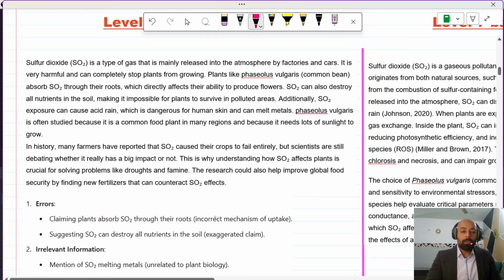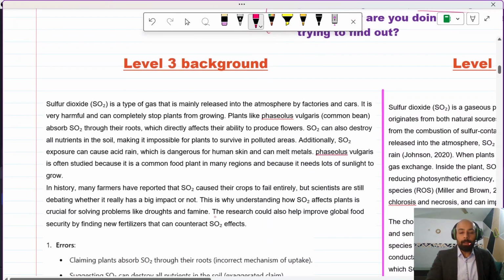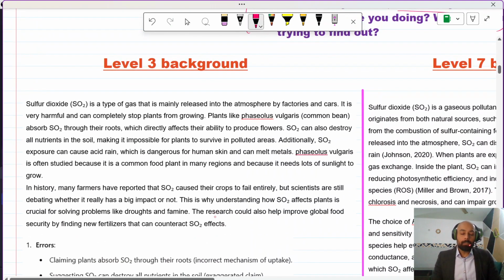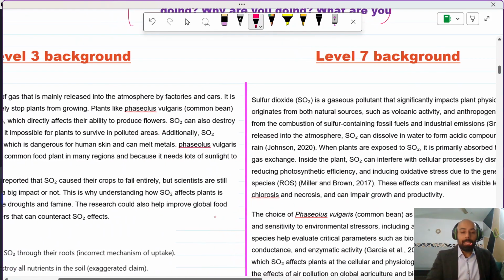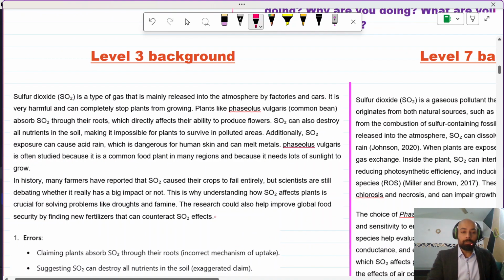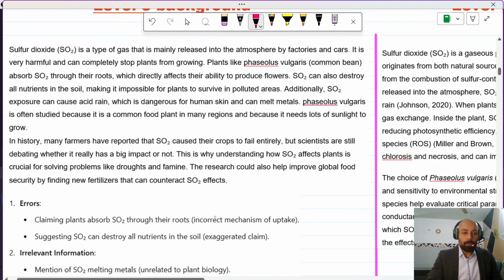Okay, now here we have a quick comparison of level 3 and level 7 backgrounds. One student has got level 3. We're going to review it together today, and we'll see what the areas of improvement are. And here we have the level 7 background of the student. Let's do a quick comparison; although the topic is the same for both students, let's have a glance at this paragraph over here.